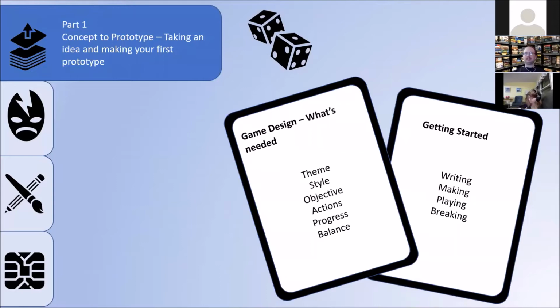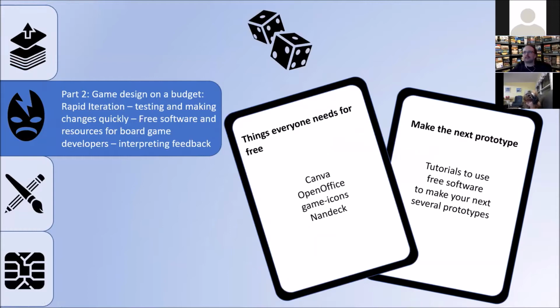So we're going in a slightly different direction with this week's part two, game design on a budget, rapid iteration. This is all about making the changes to your design as quickly as possible. Sometimes, if needed, in the middle of a playtest. If there's something so completely broken about the game that you're working on, you need to fix it immediately to be able to move forward.